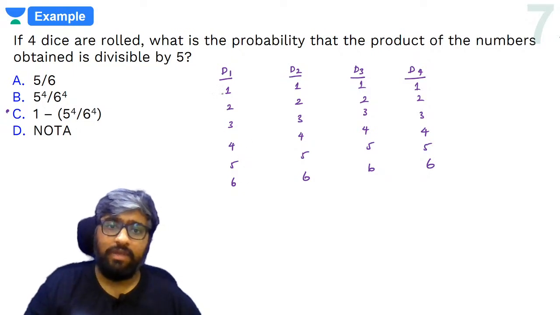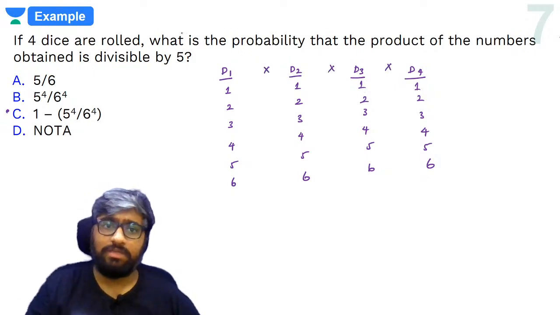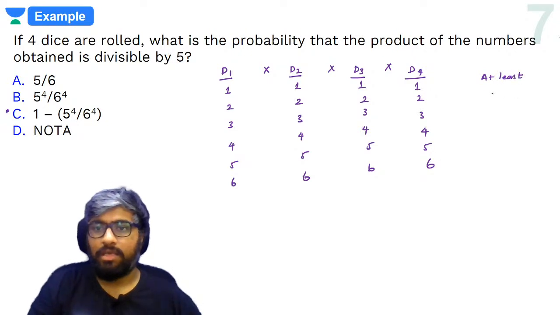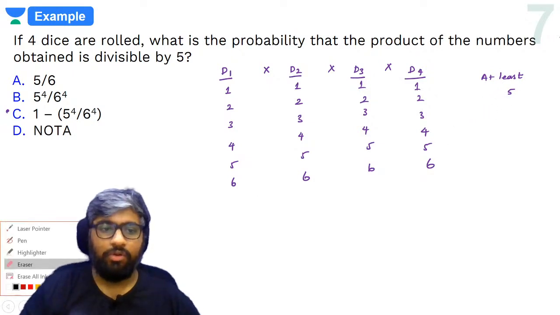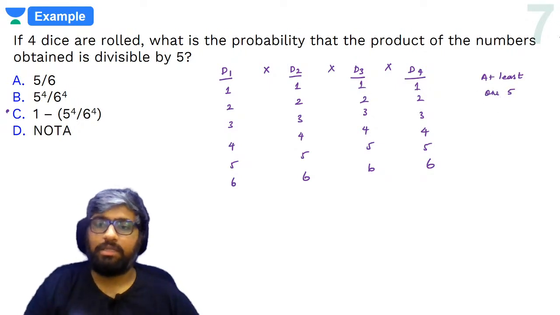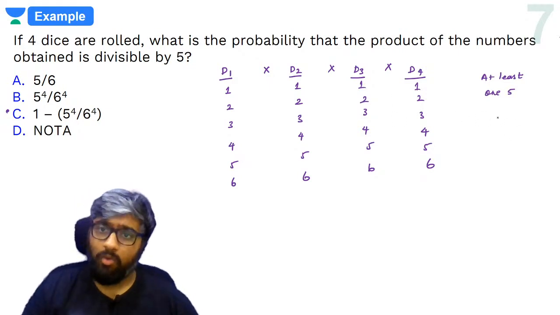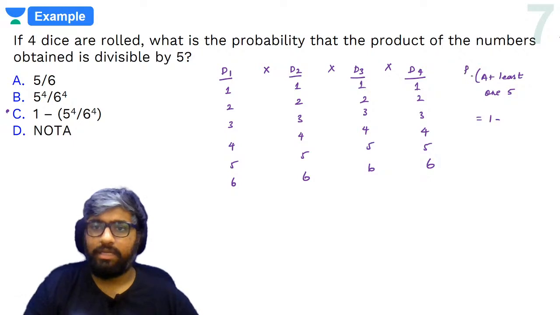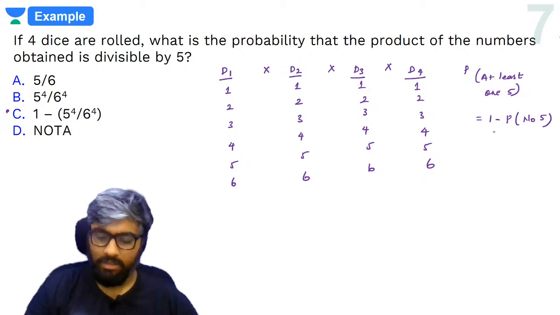I'll have to say that if the product of this into this into this into this must be divisible by 5, then at least one 5 must be there. Would you agree? Now what does at least one 5 mean? Either one 5 with different arrangements, two 5s, three 5s, or four 5s. Or what can I do? At least one 5 is nothing but 1 minus the probability of getting no 5s.